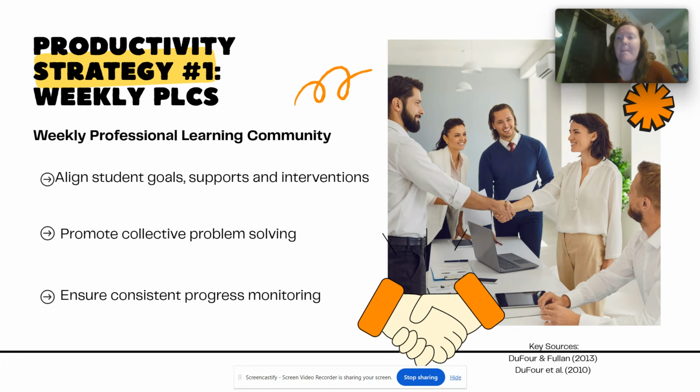So it's working together in different groups, and you can be a part of multiple PLCs, multiple professional learning communities as an educator, but the main goal is to problem solve and align the student goals to give them interventions that they need.